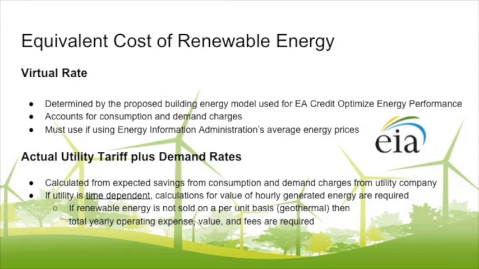To analyze the financial viability of renewable energy production, the equivalent cost comparison of renewable to utility purchased energy is required. This is done using either the virtual rate or using the utility tariff plus demand rates. For the virtual rate, a proposed building energy model will be used to account for consumption and demand. If using the Energy Information Administration's average prices, the virtual rate method is required. In the case where the actual utility tariff plus demand rates is used, calculations for savings from demand and consumption of utility companies' energy are required. Time-dependent utility use calculations are required on an hourly basis. For the various types of renewable energy outside of electricity, only yearly operating cost, value, and fees are required.